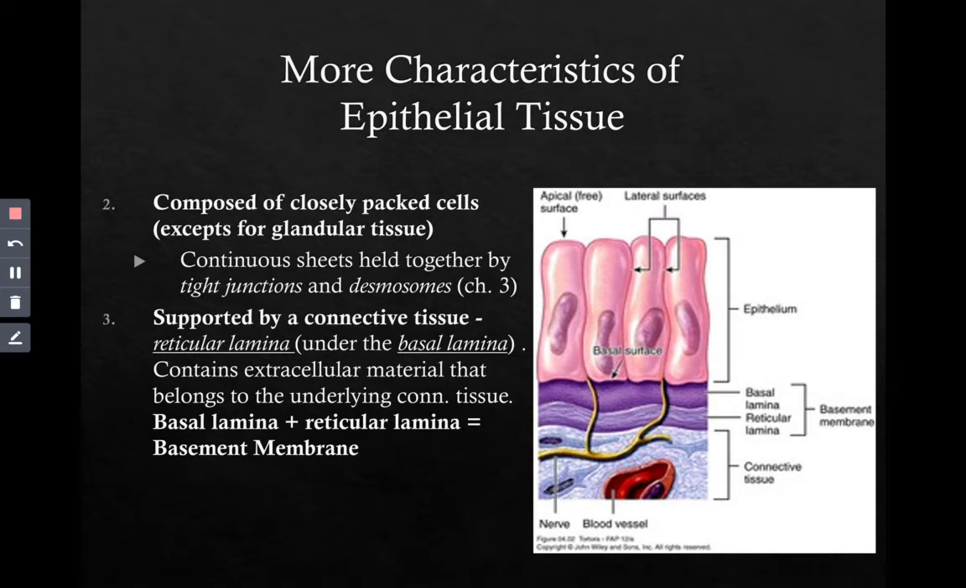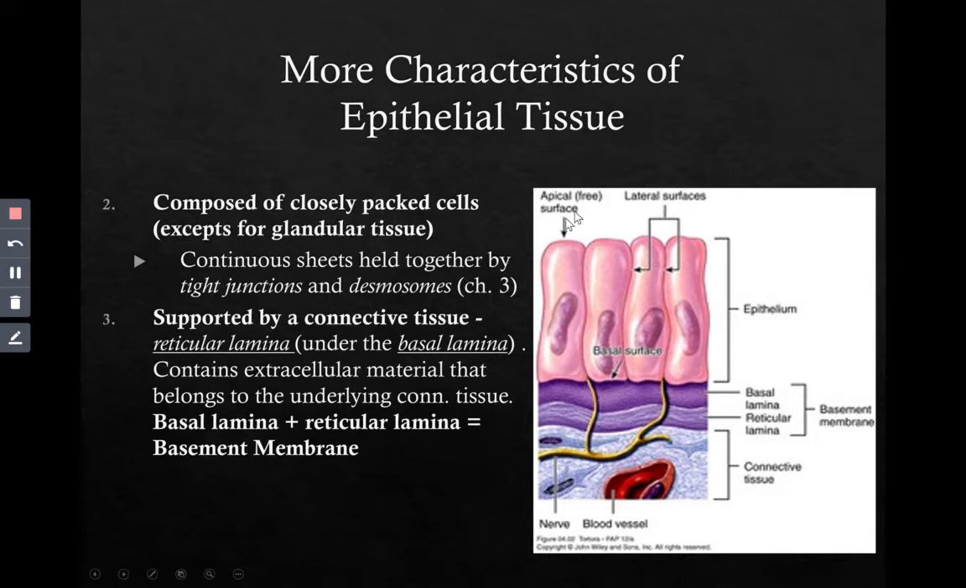Alright, here are some more characteristics of epithelial tissue. We know that we form sheets of epithelial tissue, so it should make sense that the cells are closely packed. There are some exceptions for your glandular tissue, but for the most part we have tight junctions and even desmosomes in or between our epithelial cells in order to create a very tightly packed tissue. It's usually going to filter, secrete, or form a protective layer, so it makes sense that we want all of these cells very tightly packed.